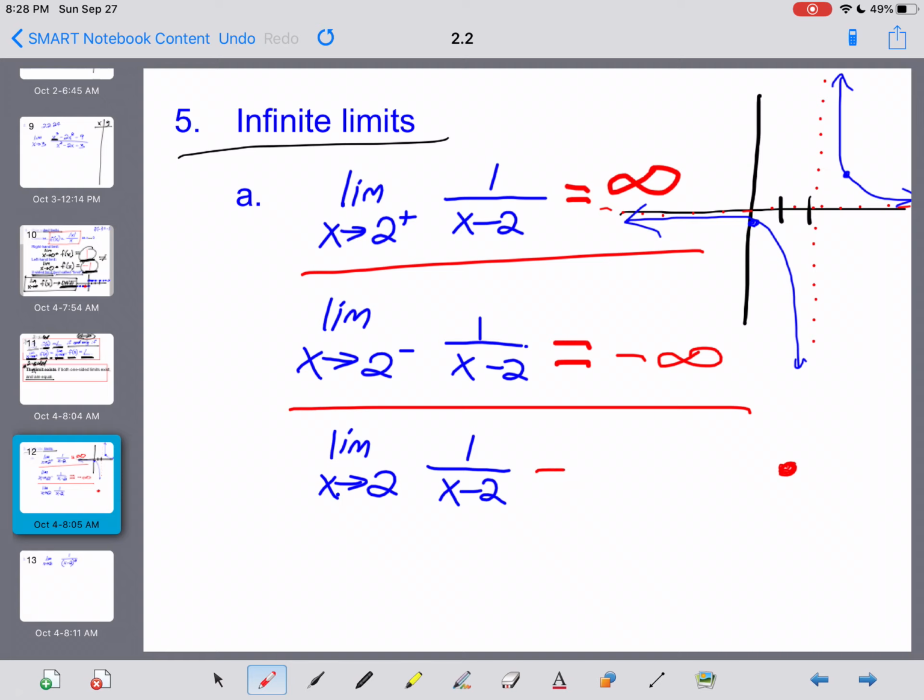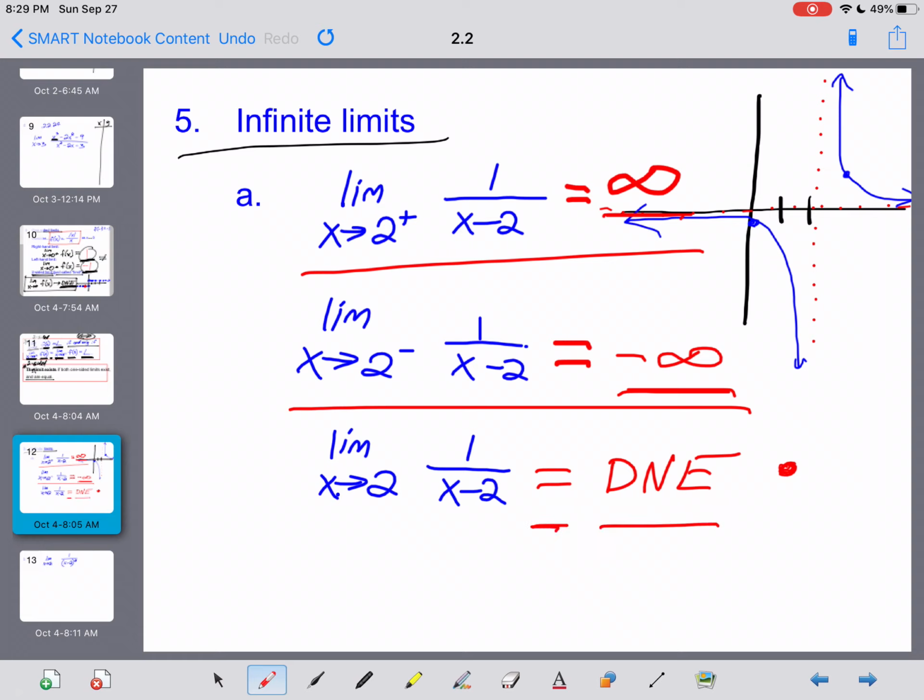But now, this is actually a pretty easy question to answer. I'm now asking you for the two-sided limit as x approaches 2 of this same function. Well, right here, guys, since the right-hand limit is one thing and the left-hand limit is something different, the two-sided limit does not exist.